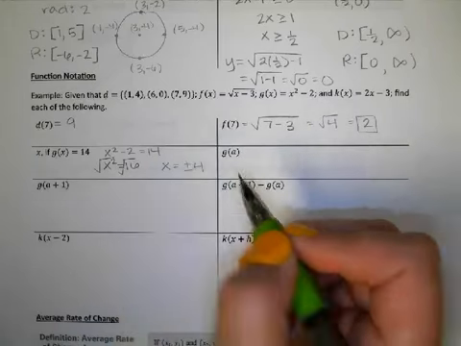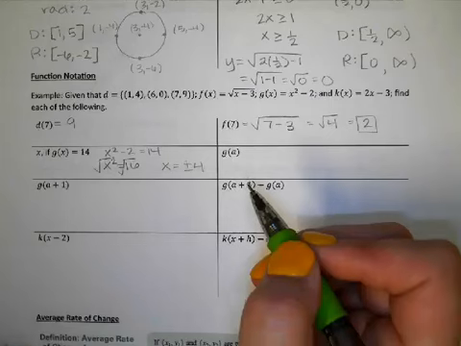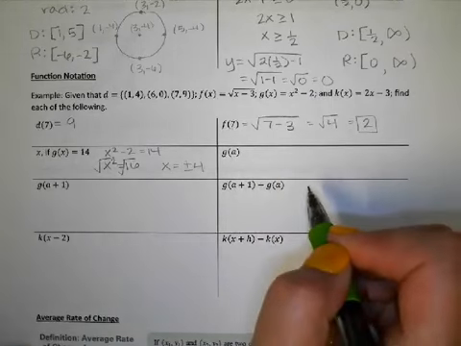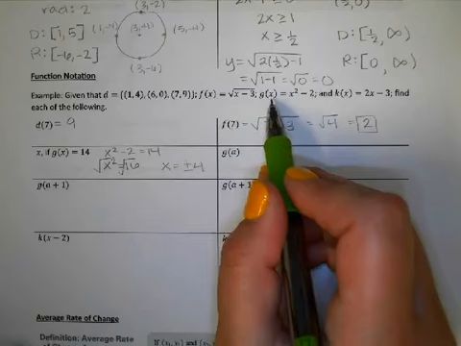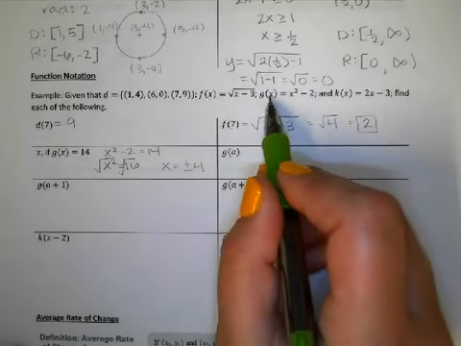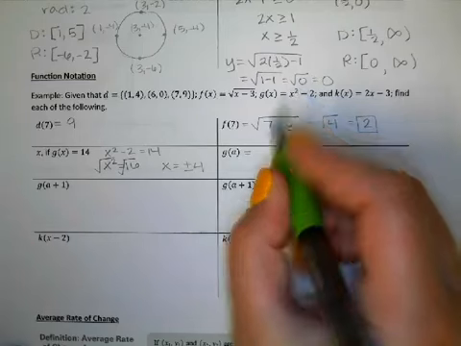Next it says to find g of a. G of a is kind of nice. All you have to do is just stick the a in there. So g of a is going to be a squared minus 2. And that's it. You're done. a squared minus 2.